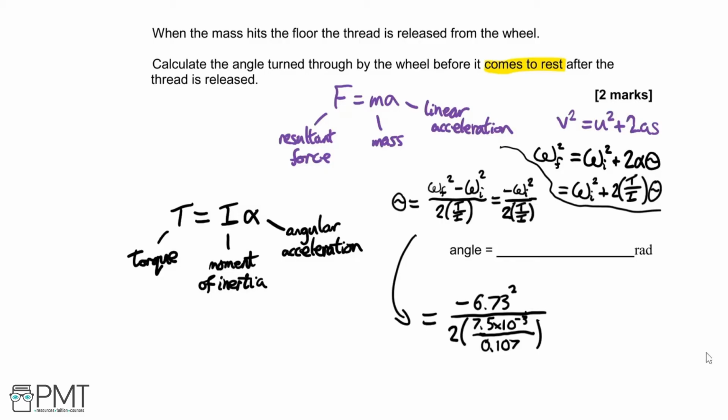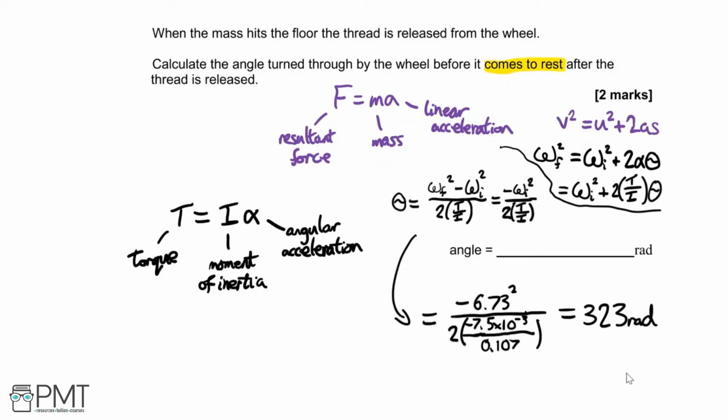Now you might be wondering what we're going to do with this minus, because we're going to end up with a negative angle. Well, this is all to do with the vector nature of these velocities. Because the torque is slowing down the wheel, we could treat that as negative if the velocities are in a positive direction. So actually the minuses would cancel. So our final answer is going to be 323 radians.